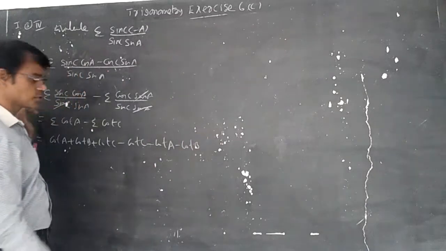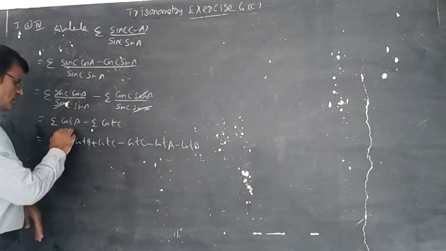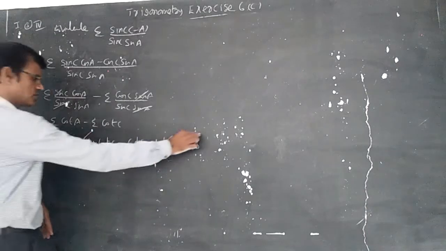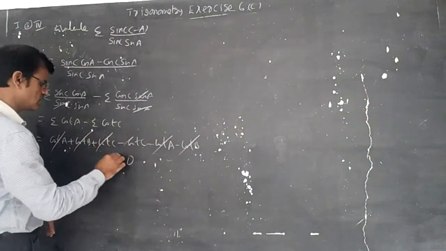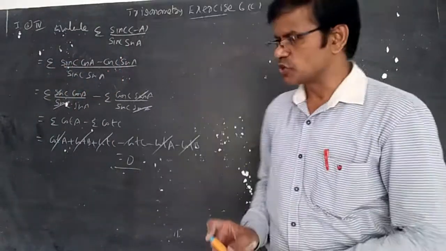Only 3 letters, students, you expand: C next A next B, like that. Cot A minus cot A, cot B minus cot B, cot C minus cot C get cancelled. So the answer is 0.